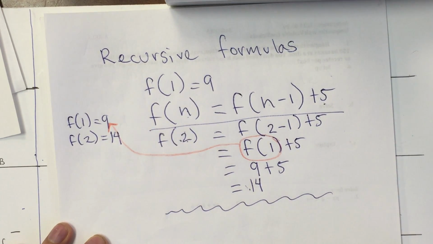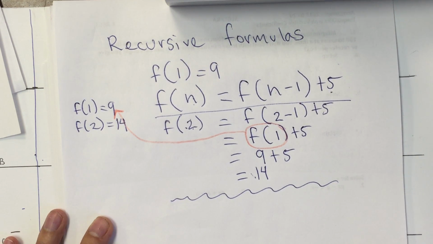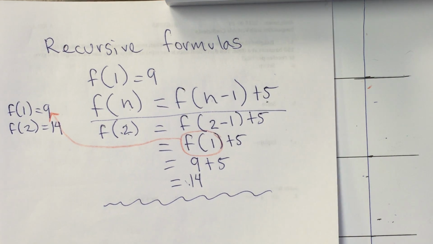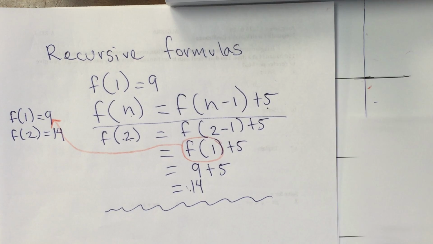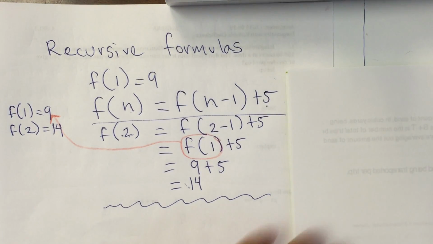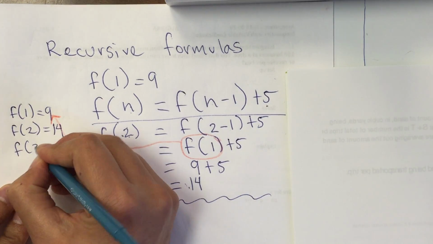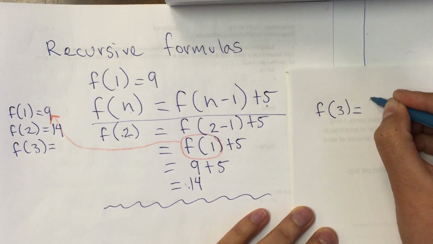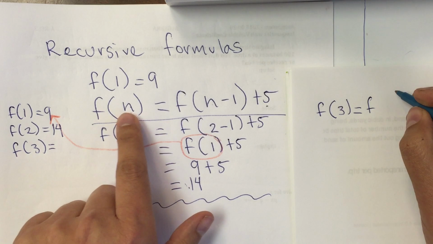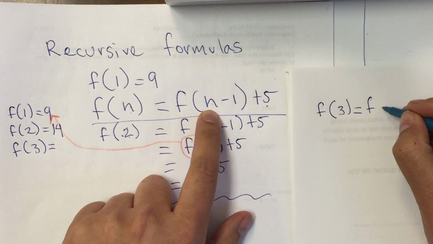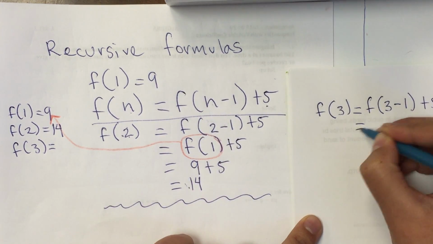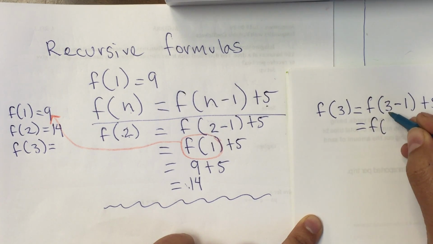Then, to be able to find the next one, we would go back again to our recursive formula, right? So now f of 3 is equal to what? The recursive formula says f of n is equal to f of n minus 1 plus 5. We know that n is 3. So this will be f of 3 minus 1, which is 2, plus 5.